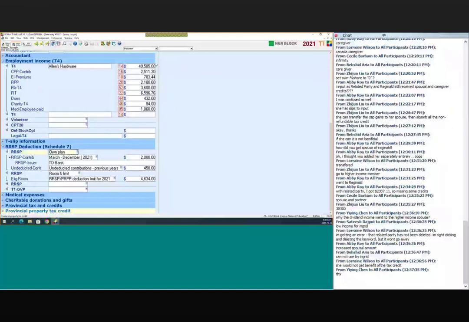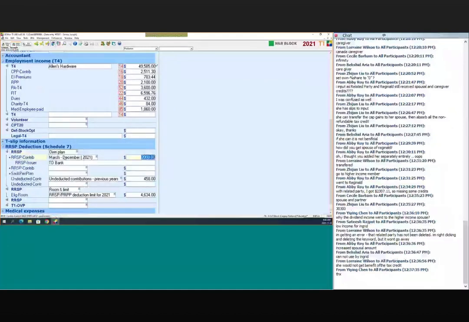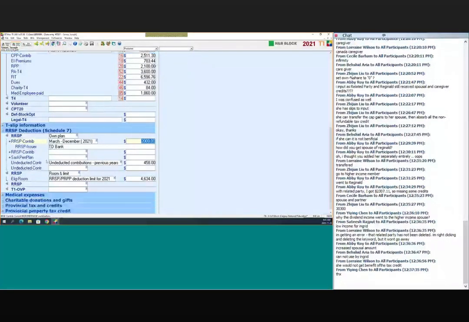We also know that Joseph contributed to his own plan, so we're going to go to the RSP section, own plan. They said they made the contribution in October of 2021, so we're going to put $2,000 in, and it was the TD Bank. We also have been told that he has undeducted contributions from previous years. We don't know which year. We're just going to put in under previous years, 458. We also need his RSP deduction room. If we had no room there, he wouldn't be able to deduct any of his RSPs.